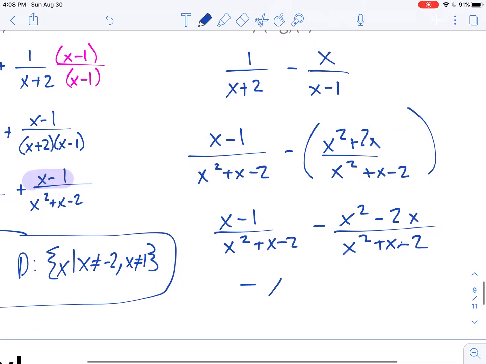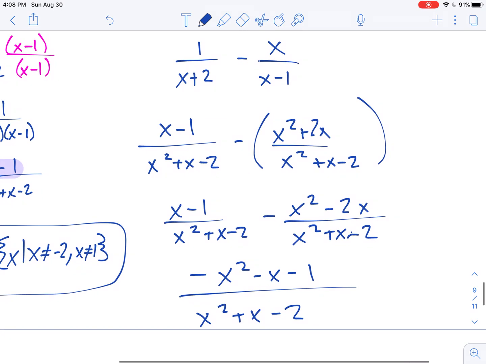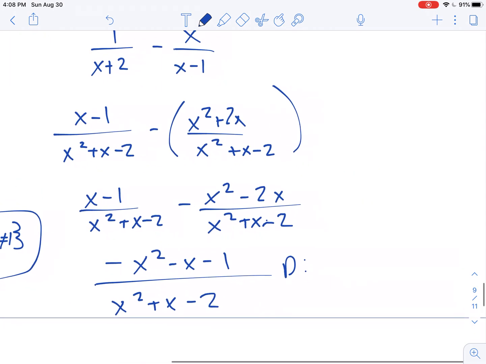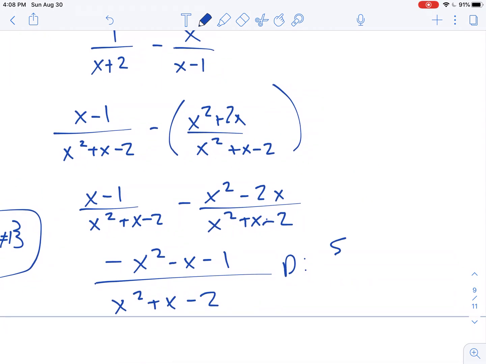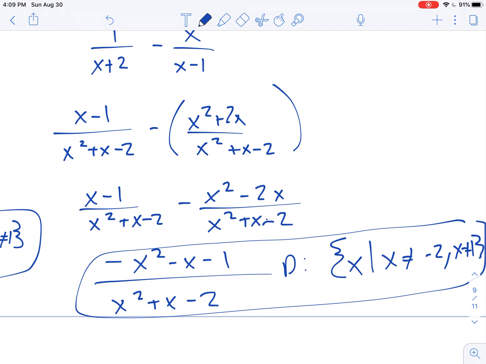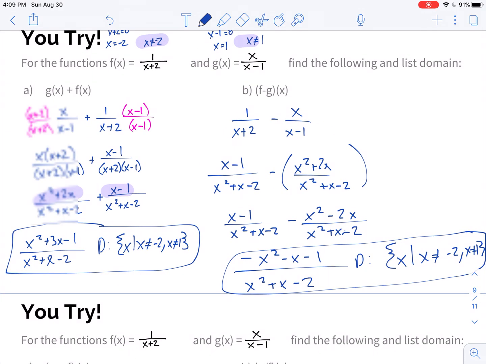And I get negative x squared minus x minus 1 all over x squared plus x minus 2. And again, these share the same domain, so I have to figure out the numbers that work for both of them. As long as x is not equal to negative 2 and x is not equal to 1, my domain works for me. So once I have the domain for each, I just kind of mash them together. With these function operations, they're easily mashed together to say, all right, these are the two domains.